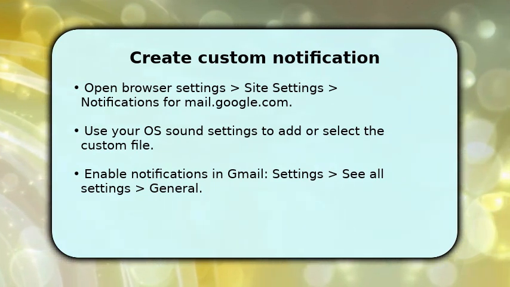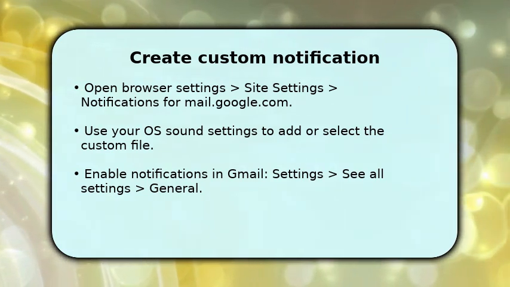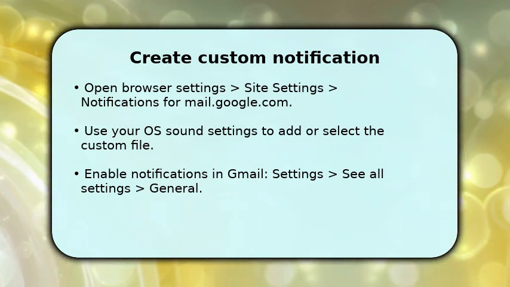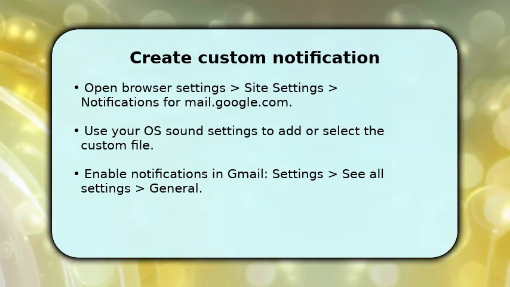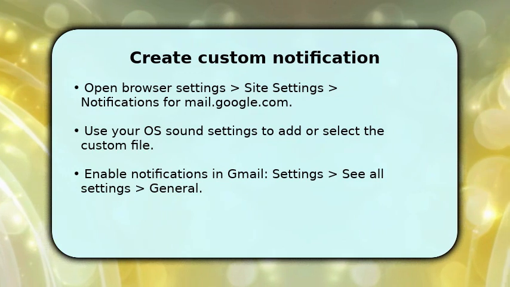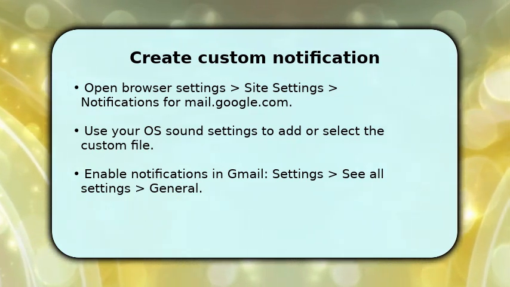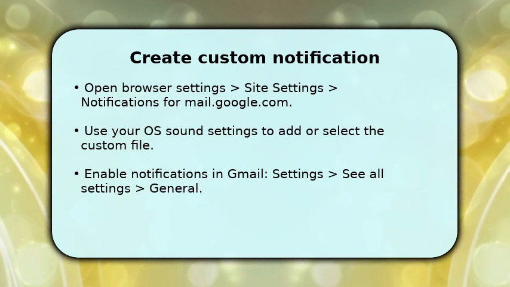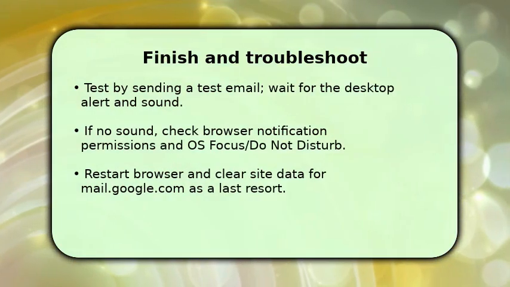Once that's set, return to Gmail settings and ensure desktop notifications are turned on so the browser will trigger the sound you assigned. To finish, send yourself a test email and watch for the desktop alert and custom sound. You should hear the file you selected.